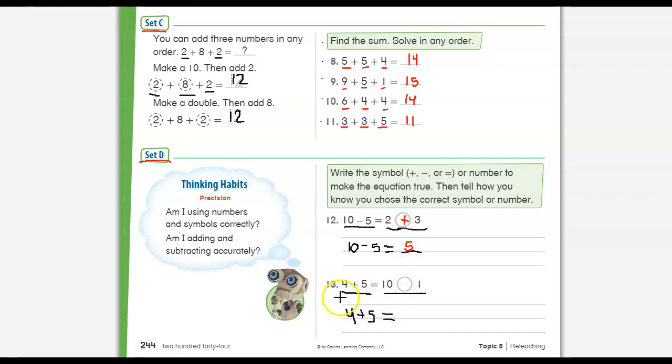And for number 13, for solving 4 plus 5 first, 4 plus 5 is equal to 9. And so on this side we had 10 and 1. We need to make 9. So would you say 10 plus 1, 10 minus 1, or 10 equals 1 if we want to get to the answer of 9? We would need to subtract, so we would say 10 minus 1 gives us 9.